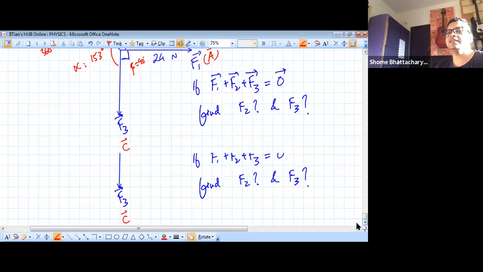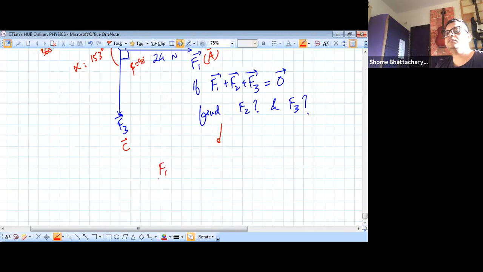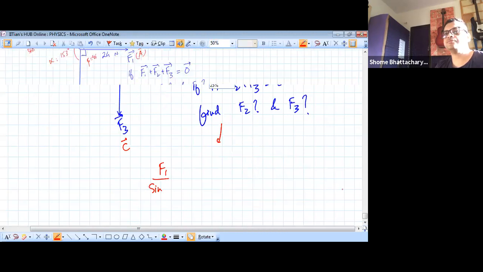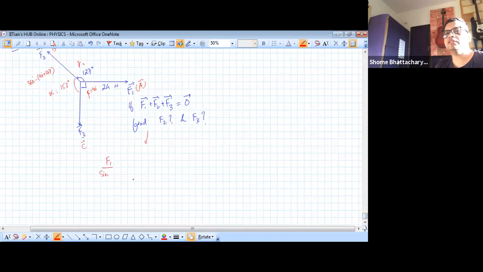So the condition for this will become F1 upon sine of the angle opposite to F1, which we just saw, is 153 degrees, will be equal to F2 in magnitude upon sine of that opposite angle, 90, which will become F3 upon sine of that angle 127. Okay. So that means F1 upon sine 153, which is the same as sine 37, should be equal to F2 upon sine 90, which is 1, which is equal to F3 upon sine 127, which is the same as sine 53. Okay.